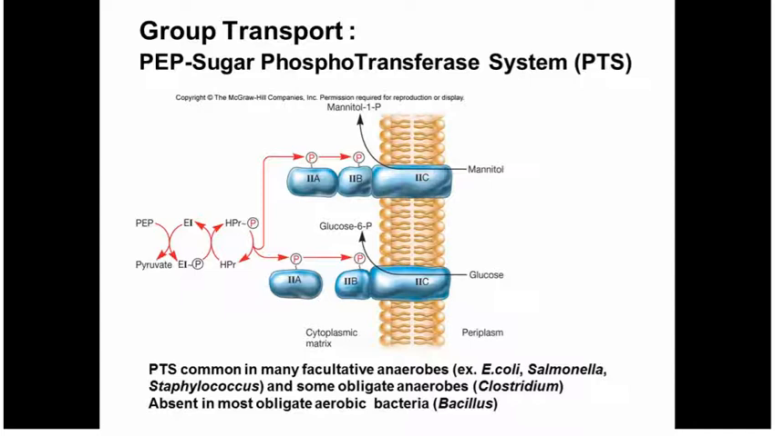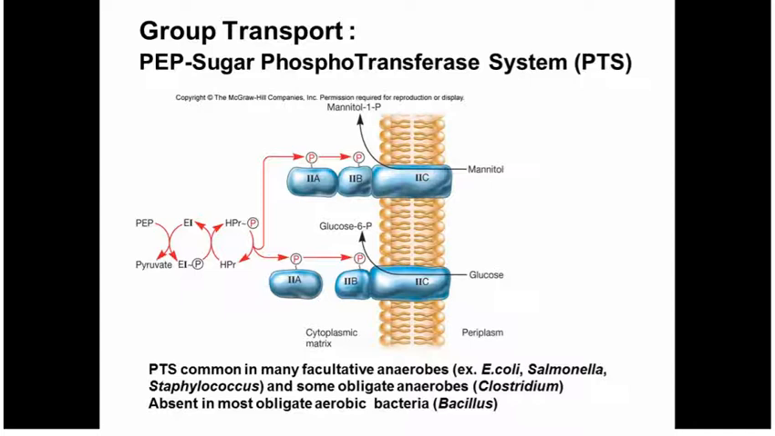Okay, so why is that? Why are bacteria using this complicated system? Why don't they just import glucose with an ABC transporter, for example? Well, it's because of the energetic cost.